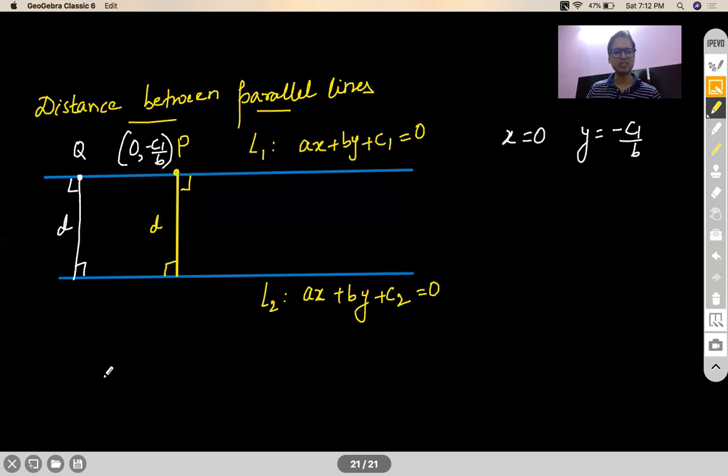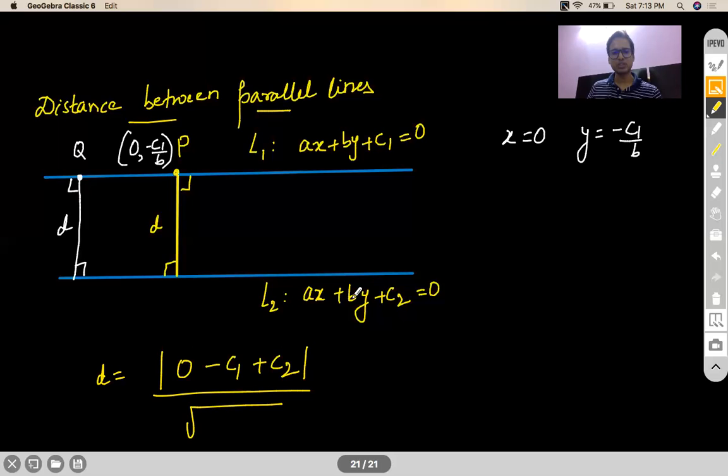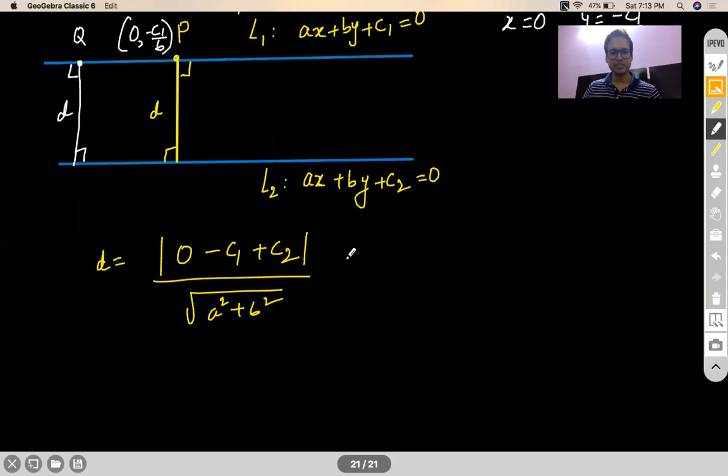So how will you find out the distance? Mod of A alpha, which would be 0, plus B beta, will be minus C1 plus C2, divided by under root of A square plus B square, that is the square of the X and Y coefficients of line L2. Which gives you on further modification mod C1 minus C2. See, it doesn't matter whether you write mod of minus C1 plus C2 or mod of C1 minus C2, by under root of A square plus B square.